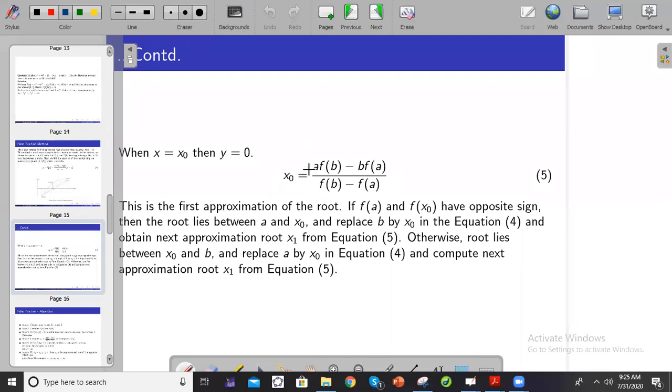Then we follow this formula. A भनेको पहिलेकै पायो, b भनेको new x naught, updated one. Okay, always we take x naught, updated one लाई लिन्छौं र old a र b मध्ये कुन लिने? हामी just see the sign of f a and f of x naught. If f a and f of x naught have opposite sign, a is this, x naught we replace for b. Formula use गर्ने हो: a times f of x naught minus x naught times f of a over f of x naught minus f of a.